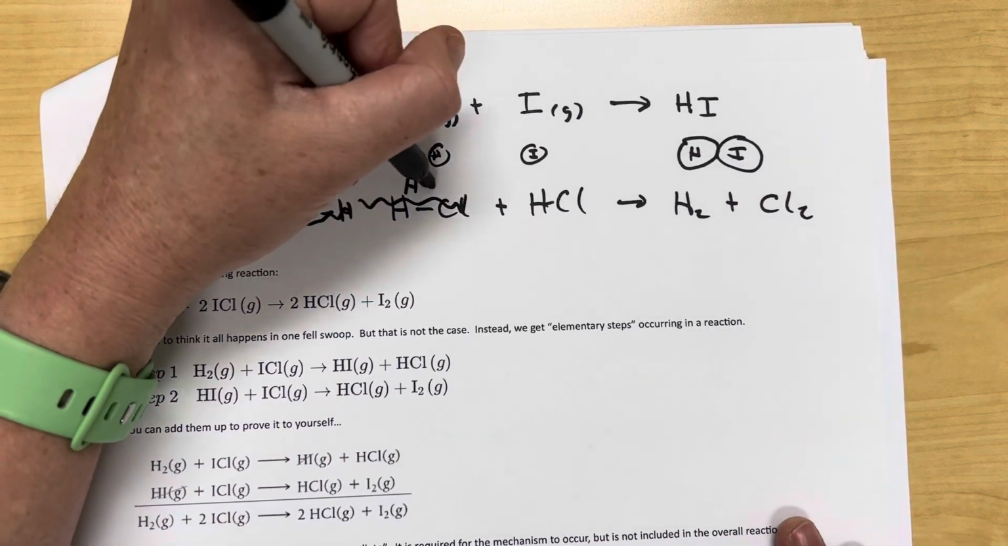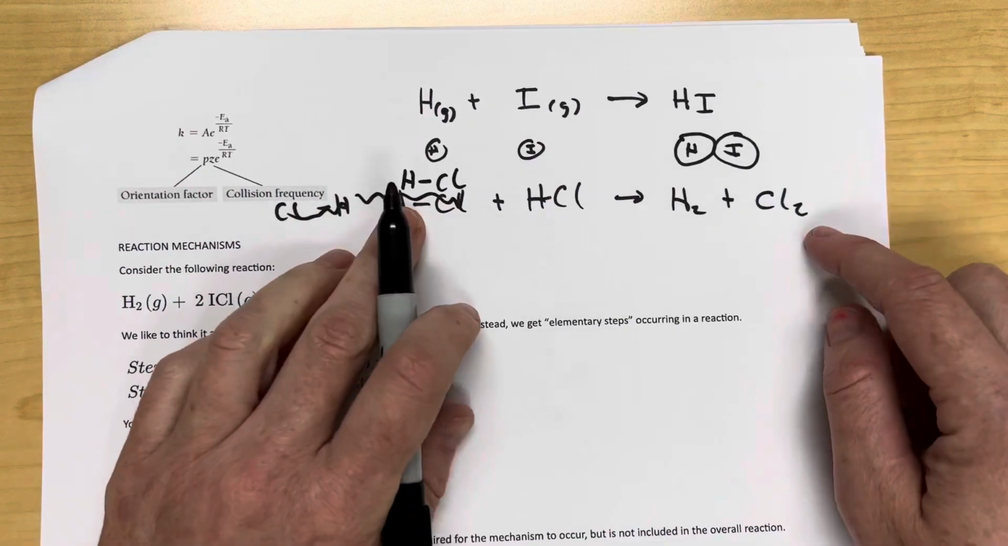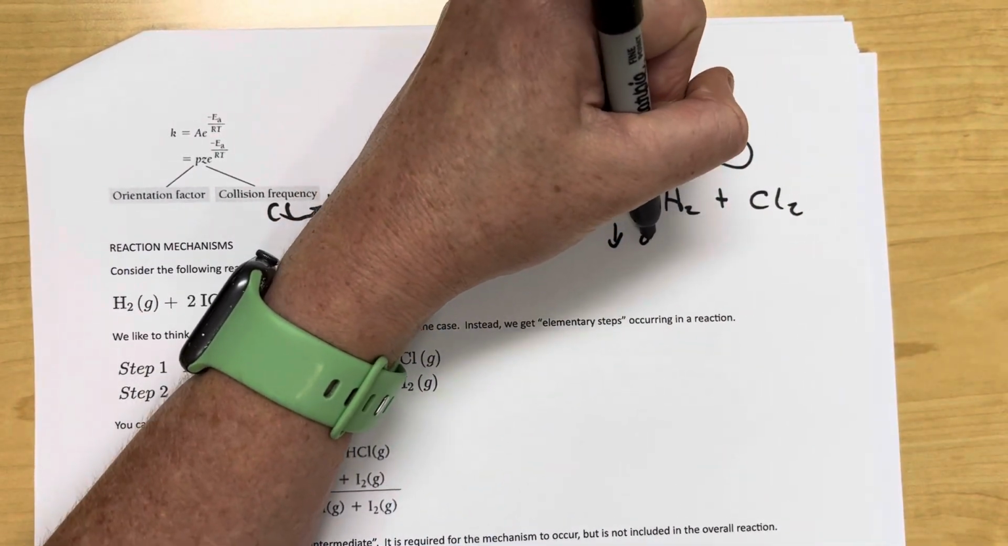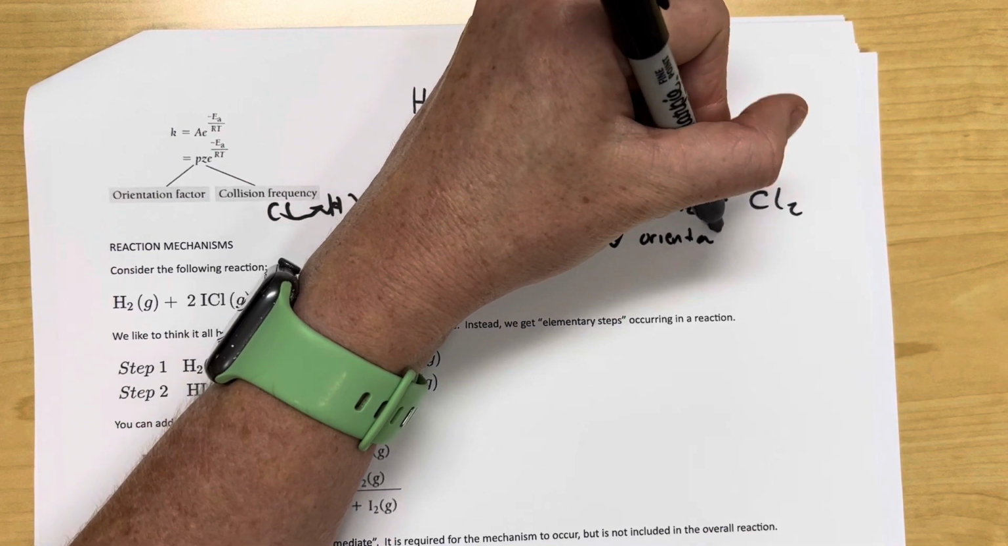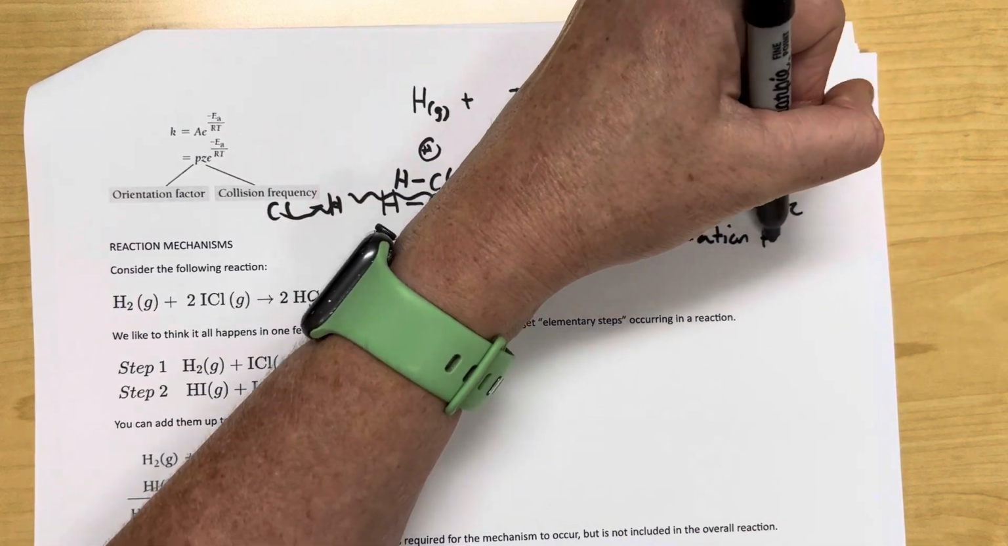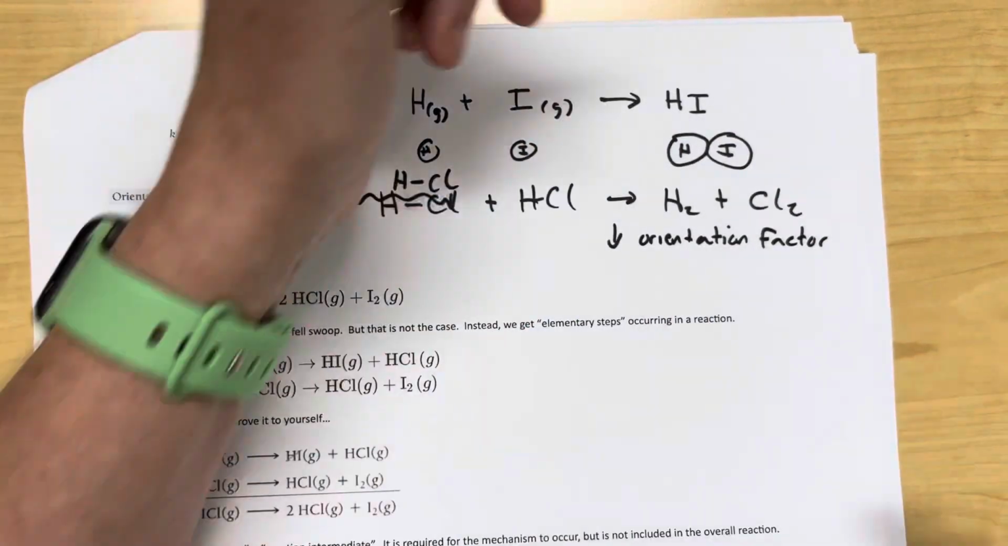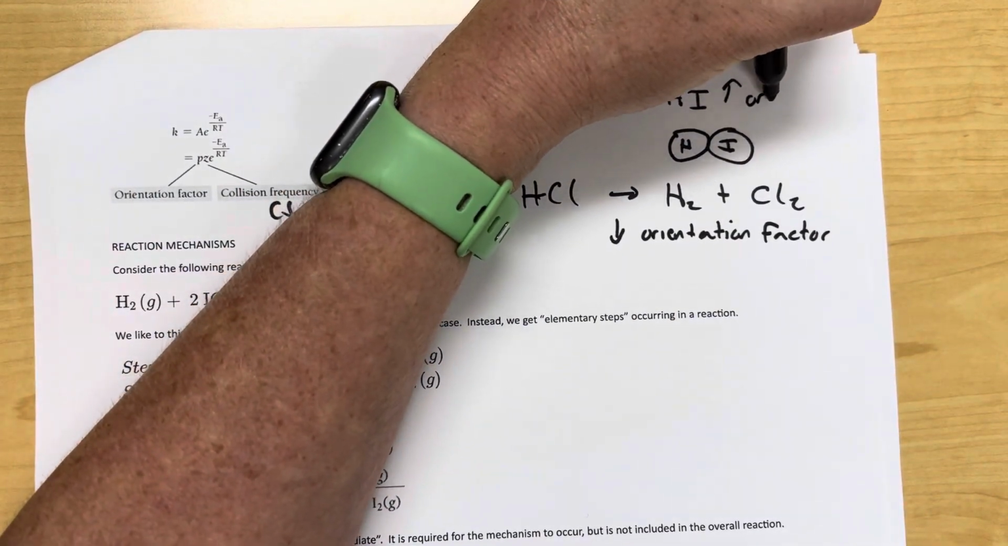Whoops, I should have left that HCl. But what it shows is that this has a low orientation factor. And this one, which is really easy for them to hit each other, has a high orientation factor.